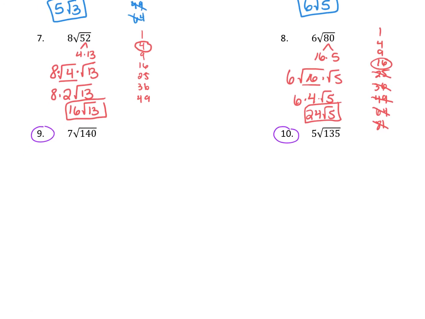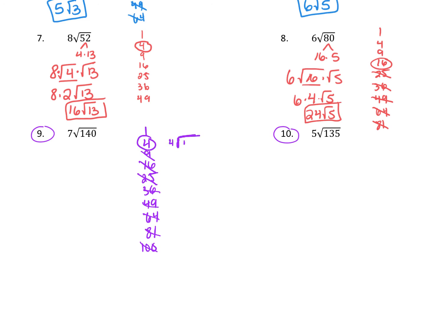All right, so in 9, I'm going to break down 140. So 1, 4, 9, 16, 25, 36, 49, 64, 81, 100. So none of these are going to work. Does 25 work? No. 25 would have to be 125 or 150. 16, no. 9, no. So I guess the biggest number is 4.